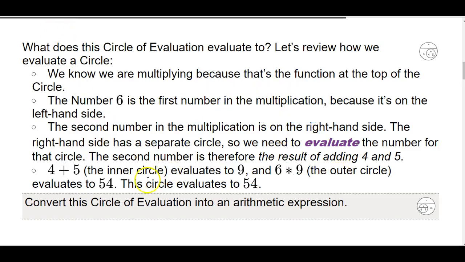So you can see that's what it tells us here. It evaluates to 54. So now what we want to get good at is being able to go from a diagram to math. If somebody gave us a diagram, could we write it out in math? This one looks like 4 plus 5 in a small circle, and then minus 10 in a big circle. So how would that look?